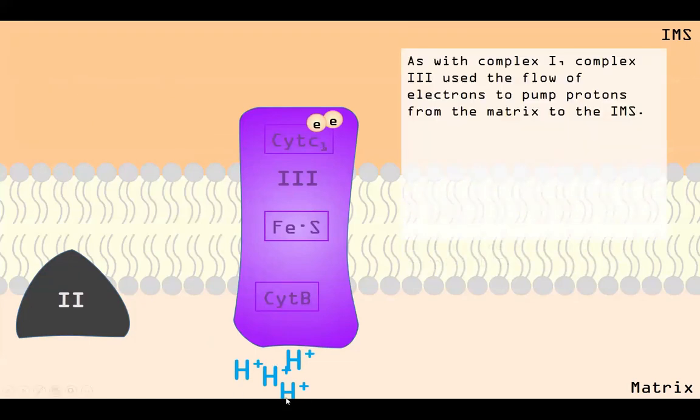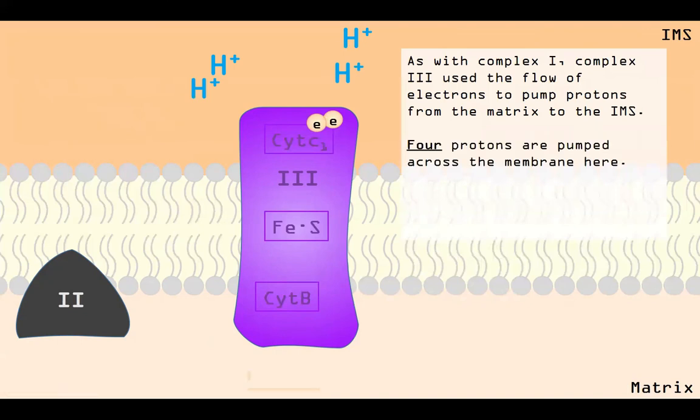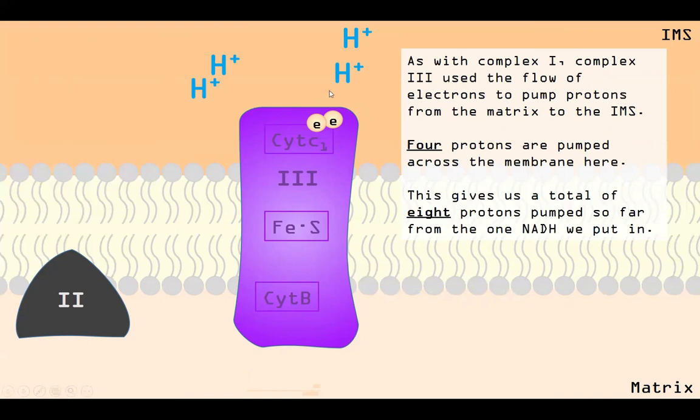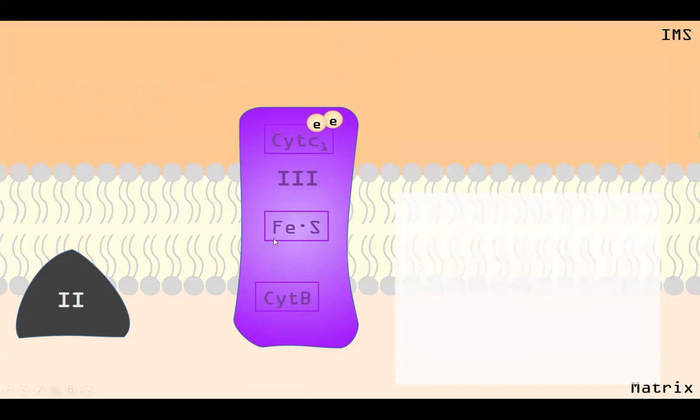So got some protons down here, a little bit of foreshadowing. Just like with complex 1, this flow of electrons through this complex will be used to pump protons, again, from the matrix to the intermembrane space. So there they go, out into the intermembrane space. Again, 4 protons are pumped here. This will give us a total of 8 so far. This will be important later when we're calculating our ATP payoff.